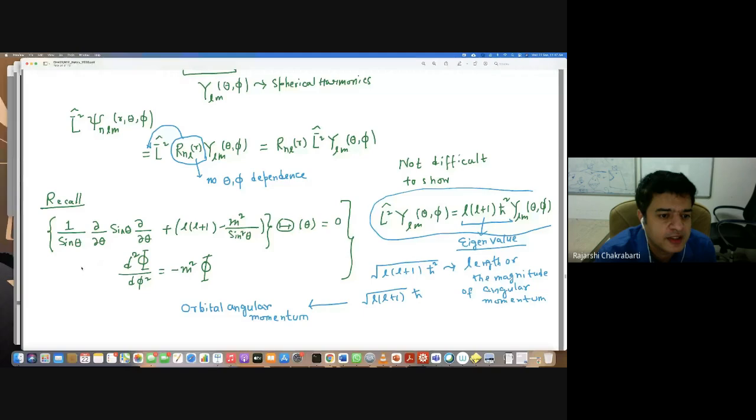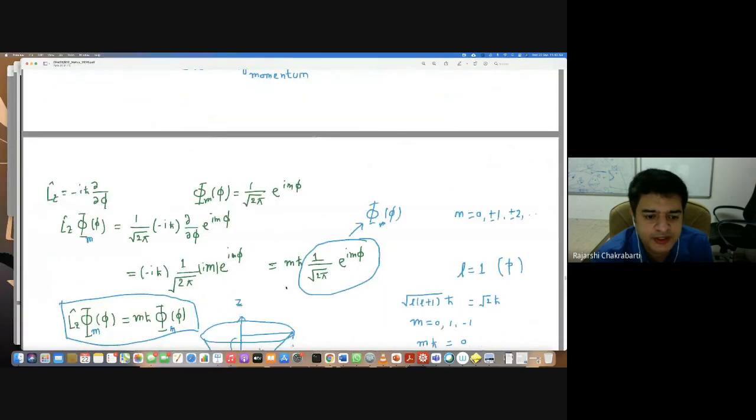If you recall the hydrogen atom problem, you'll have something like this. The way I derived it last year, I think it has been done similarly this year. This relation was used there as L into L plus 1 times h cross squared. This is the theta part, this is the phi part. For the phi part you had this equation, and for the theta part you had this equation.